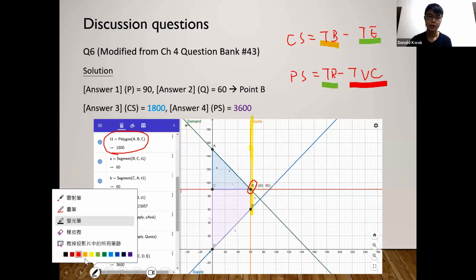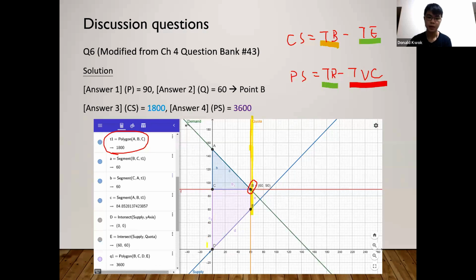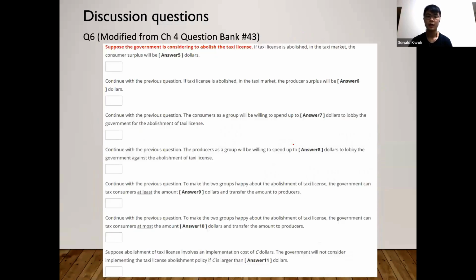Okay, so again, using a polygon function in GeoGebra, it will help you calculate the area of this producer surplus, which is 3,600. All right, so this is the first part, and please spend some time to have a look at this case where the government is abolishing the taxi license policy.